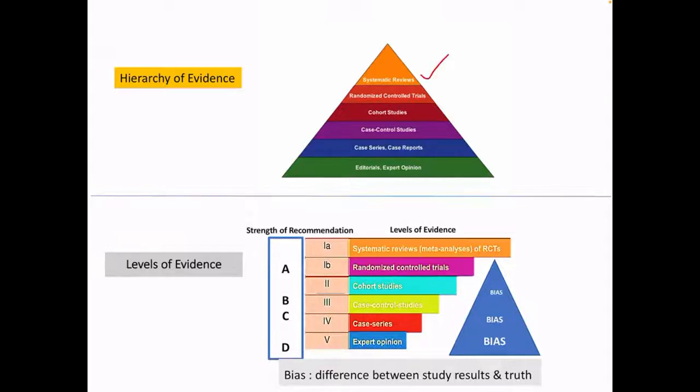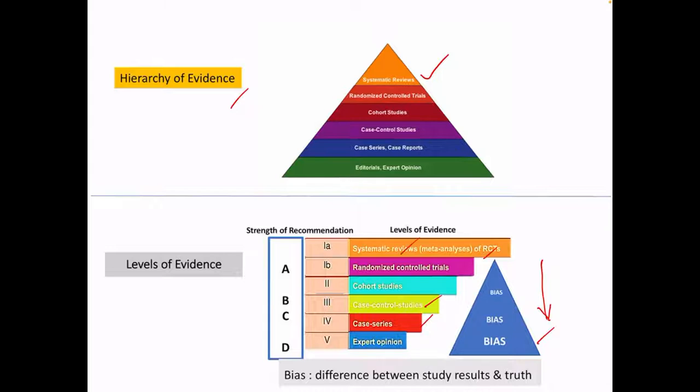So as you can find here, this is the hierarchy of evidence that Dr. Meena had spoken about. And why are the systematic reviews placed at the topmost part of the pyramid? It is because as the system of research improves, the number of biases go on going down. So expert opinion, case series, case control studies, they have a high degree of bias. And as we go towards well-conducted RCTs and systematic reviews, then the bias goes down.